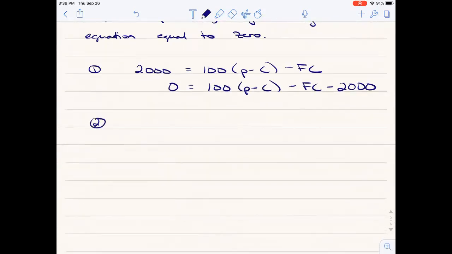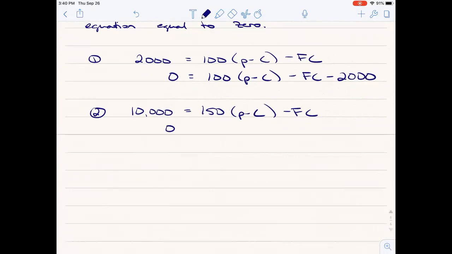Same thing for the second equation, right? We had what, 10,000 is 150 times P minus C minus the fixed costs. Forcing it to be 0, I have to subtract 10,000 from both sides. And so I have 150 times P minus C minus the fixed cost minus 10,000. So now, right, P minus C here is the same as P minus C here. We just don't know what they are. Same with the fixed cost here is the same as the fixed cost here.